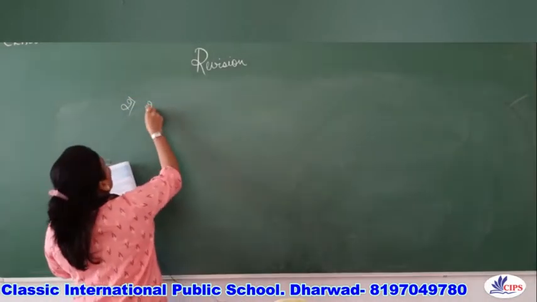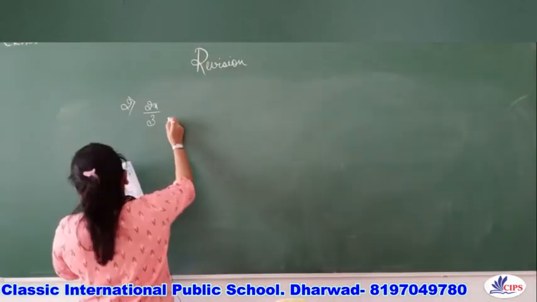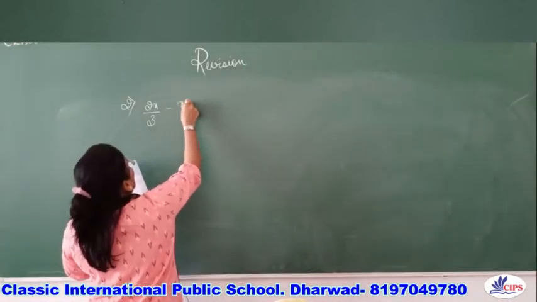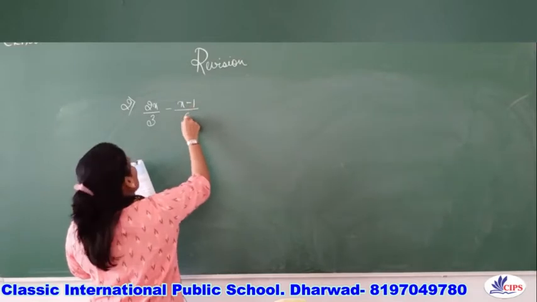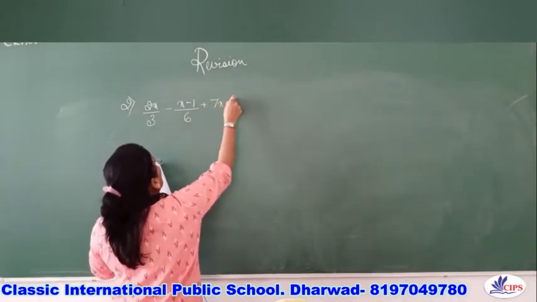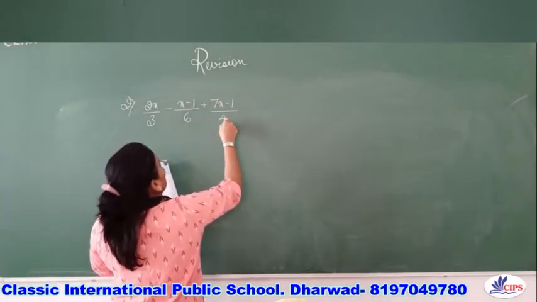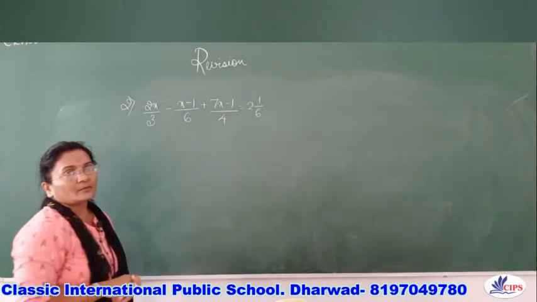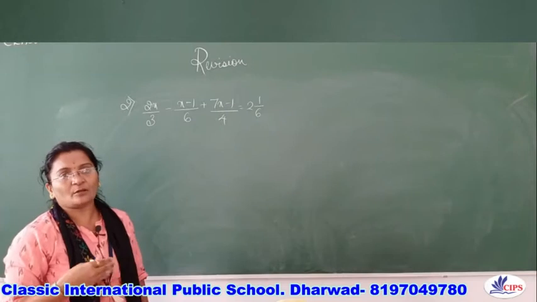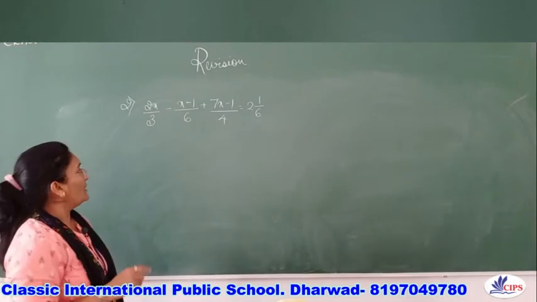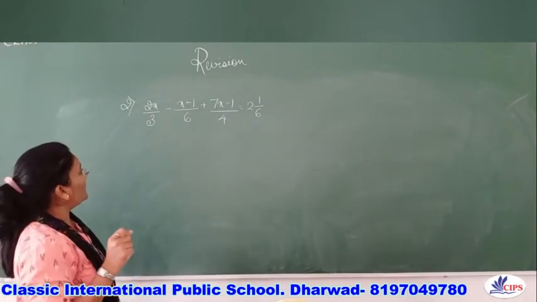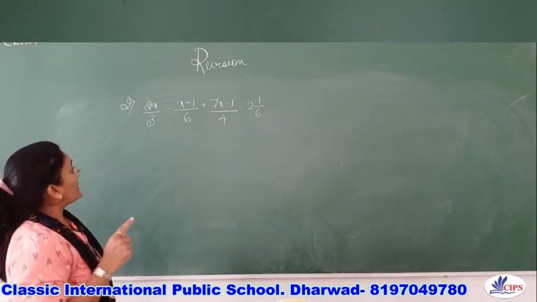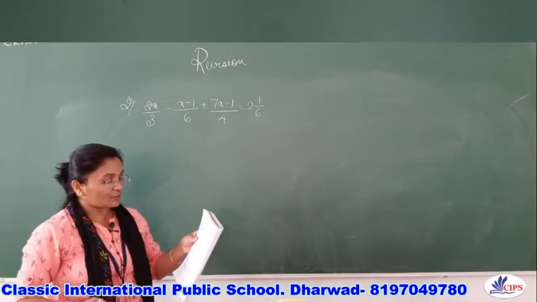So this is 2x by 3 minus x minus 1 by 6 plus 7x minus 1 by 4 equals 2 into 1 by 6. So you know, when you have denominators, you have to solve it like a fraction. Here we have the denominators 3, 6 and 4. The sum is not yet completed. Once I will read out the question for you.